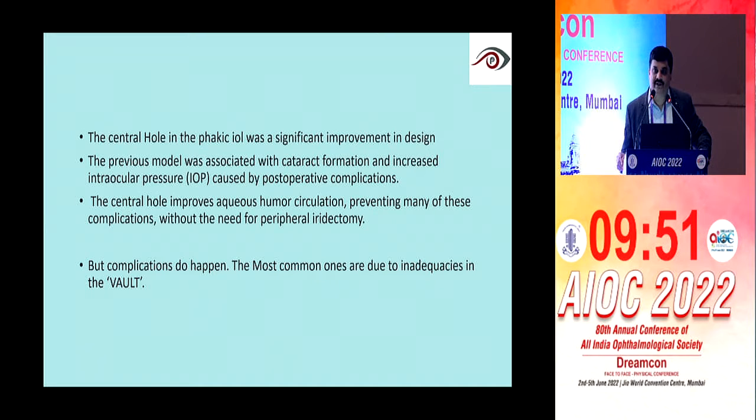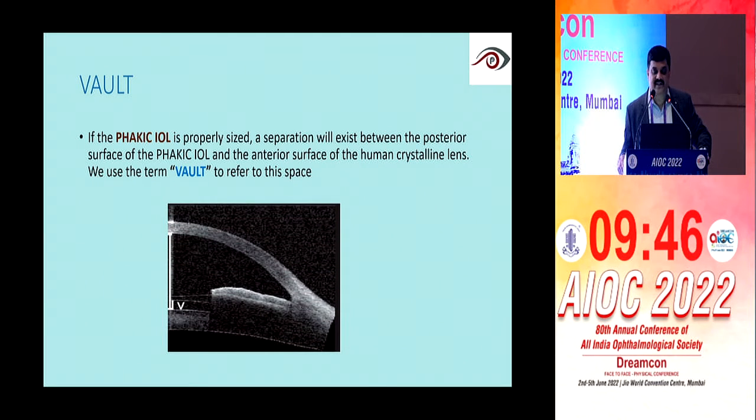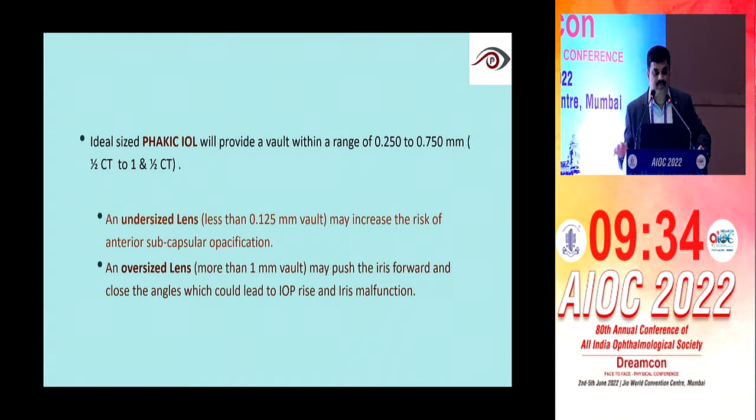But the most common one in this phakic lens is none other than the vault. So what exactly is the vault? It is the space between the posterior surface of the phakic lens and the anterior surface of the human crystalline lens. So what should be the ideal size of the phakic IOL which provides a vault within a range of 250 to 750 micron? That means, in other words, half a corneal thickness to 1.5 corneal thickness.